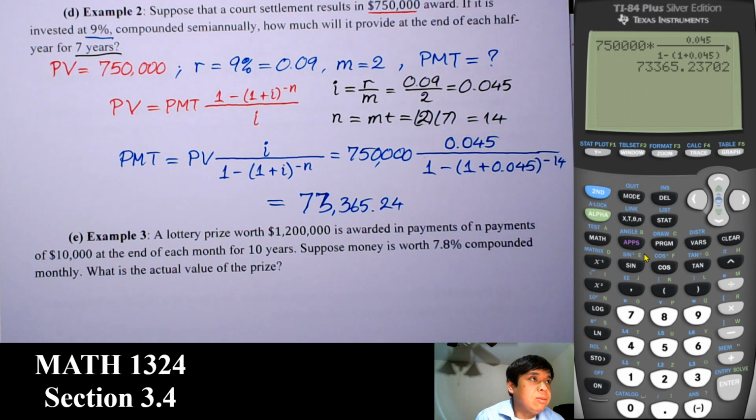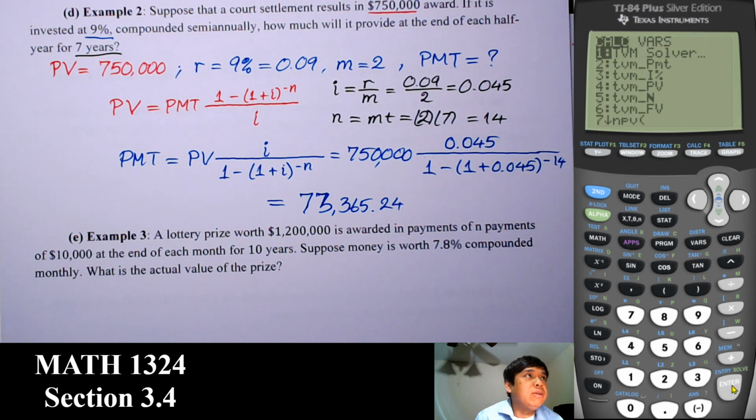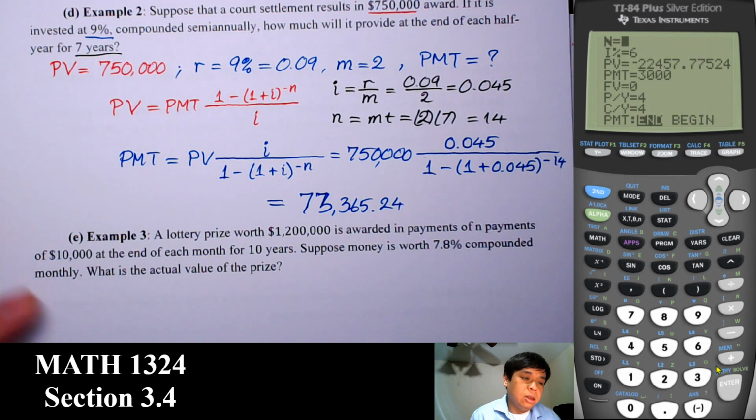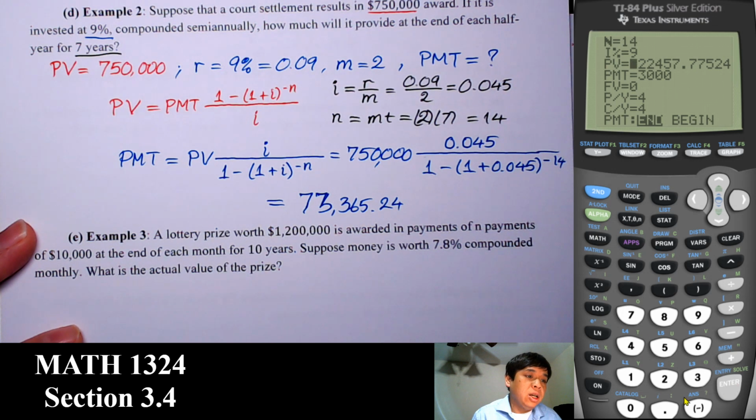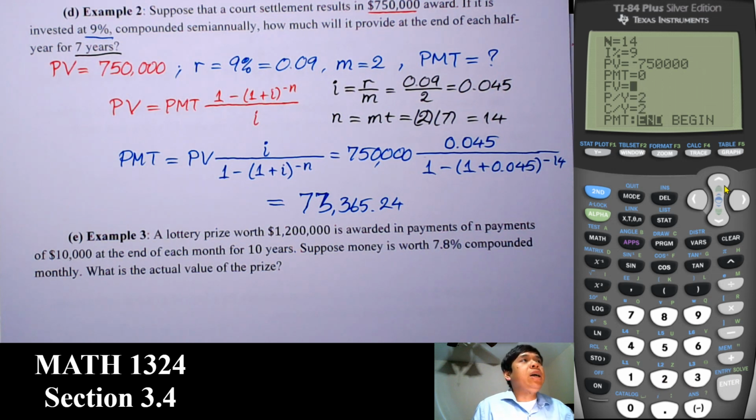Right, now if we use the finance function: number of payments 2 times a year for 7 years, interest rate 9%, present value we give to the bank, and payment we don't know, just leave it blank, and compound 2 times a year. Now we solve for the payment, and of course that's what we have.